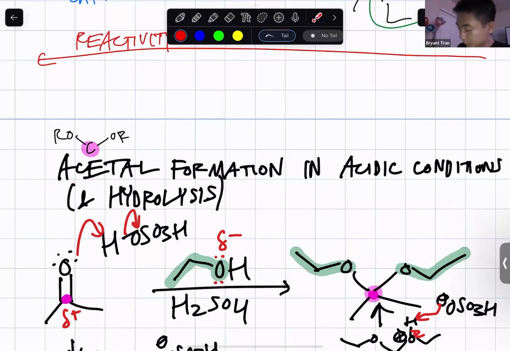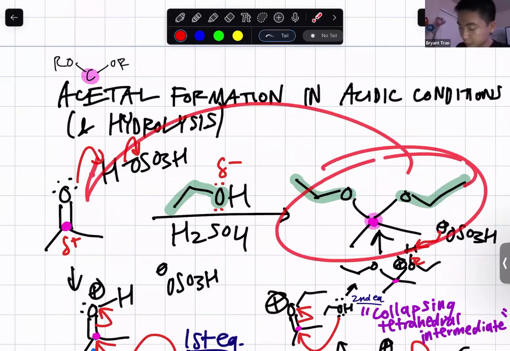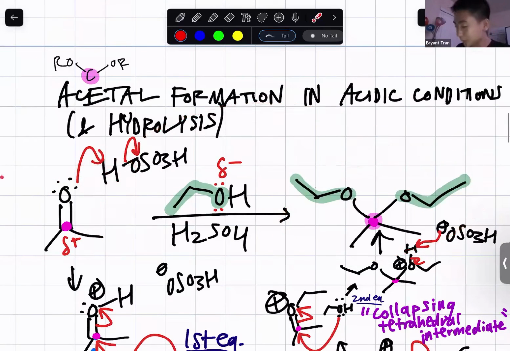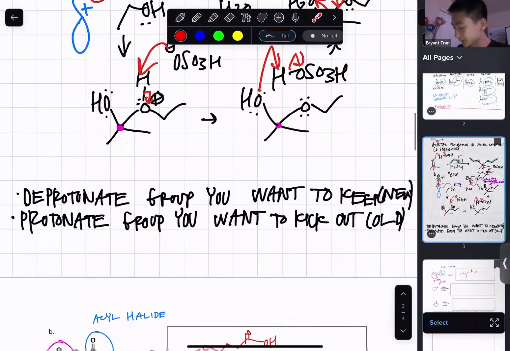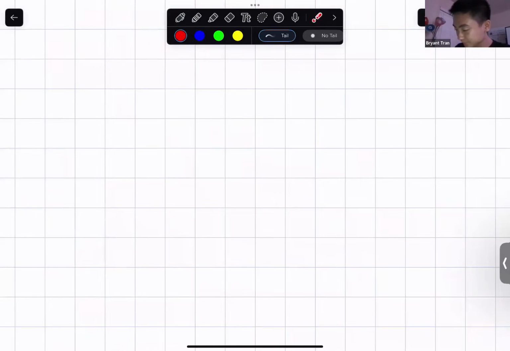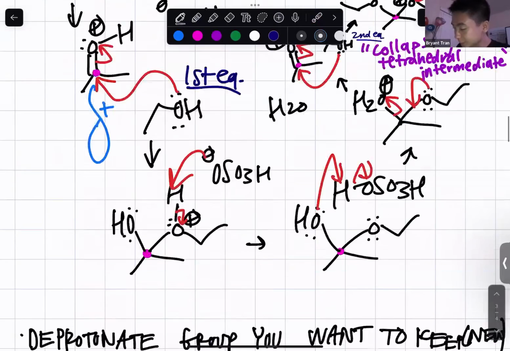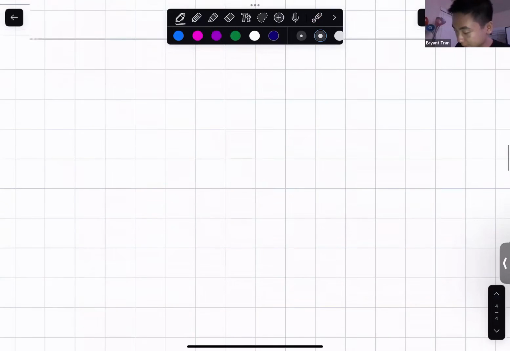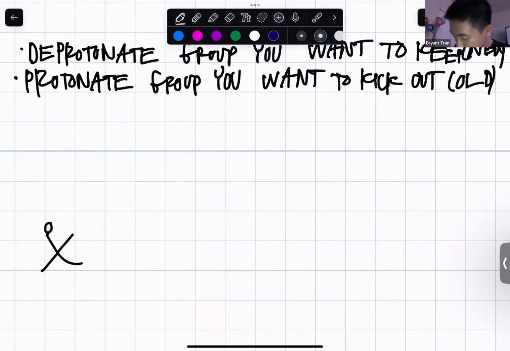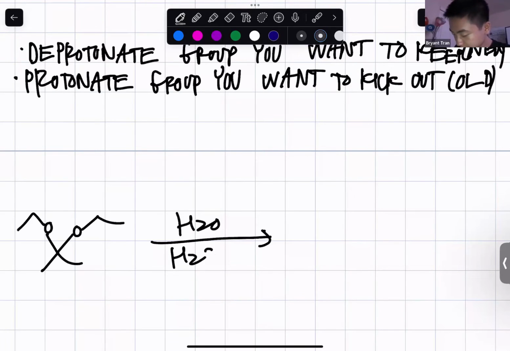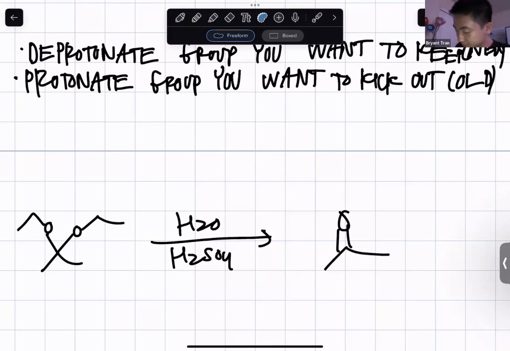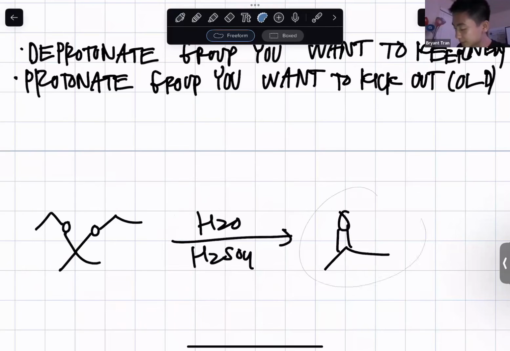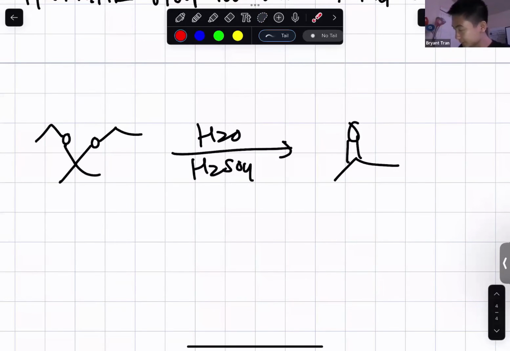We could go backward. We can convert an acetal back into the carbonyl through hydrolysis. So when you hear the word hydrolysis, what reagent do you think is going to be involved here? Water. Yeah. So water is going to be involved here. So let's go backward. Let's have the acetal that we created from the beginning, and we react it with water because we're trying to do hydrolysis here in acidic conditions, and we're trying to get to this carbonyl over here. Now, I'm going to ask you guys, what do you guys think is going to happen in the first step of the mechanism here?